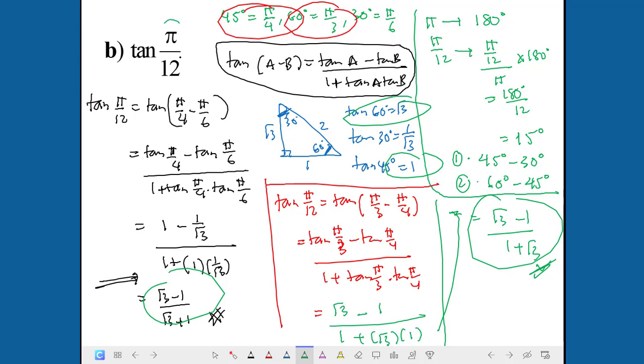If you cannot figure out the value, just change to 180 over 12, and you get that the answer is 15, tangent 15.